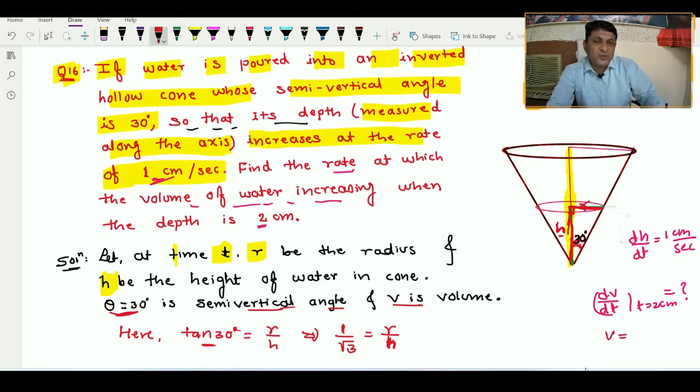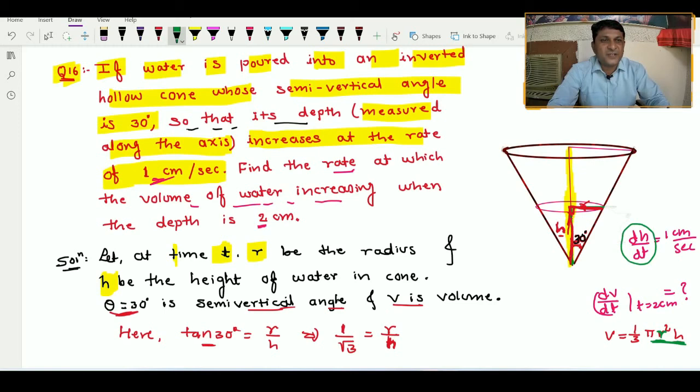वॉल्यूम निकालना है. वॉल्यूम का फॉर्मूला क्या है? 1 by 3 pi r square h. If you observe this formula very carefully, r also appears and h also appears. r भी है इसमें और h भी है. हमें या तो ये पूरी टर्म r में चाहिए या तो पूरी टर्म h में चाहिए. लेकिन हमारी गिवन कंडीशन क्या है?